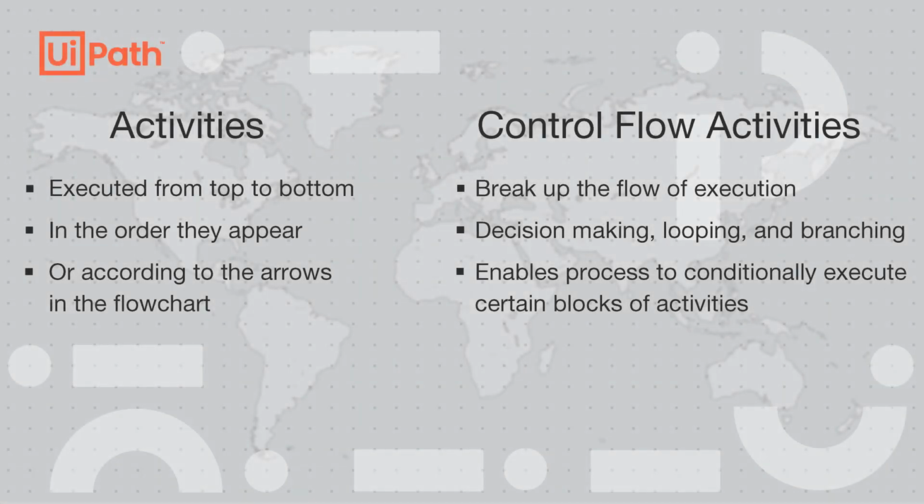The activities inside workflows are generally executed from top to bottom, in the order that they appear or according to the arrows in the flowchart. Control flow activities, however, break up the flow of execution by employing decision-making, looping, and branching, thus enabling your process to conditionally execute certain blocks of activities.